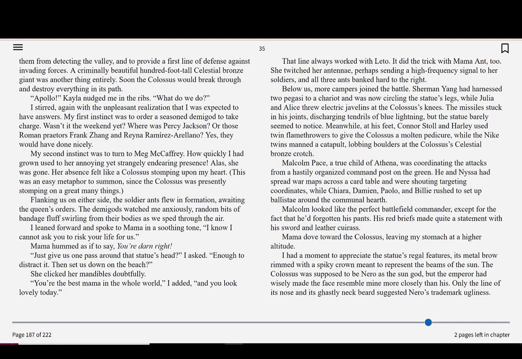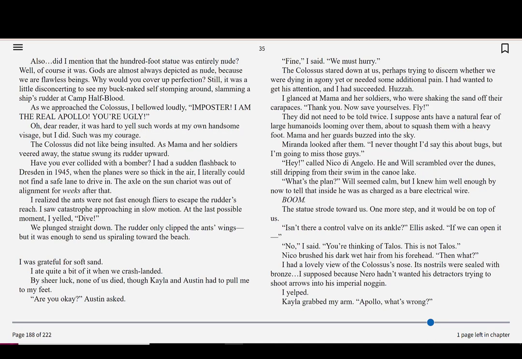Mama dove toward the Colossus, leaving my stomach at a higher altitude. I had a moment to appreciate the statue's regal features, its metal brow rimmed with a spiky crown meant to represent the beams of the sun. The Colossus was supposed to be Nero as the sun god, but the Emperor had wisely made the face resemble mine more closely than his. Only the line of its nose and its ghastly neckbeard suggested Nero's trademark ugliness.